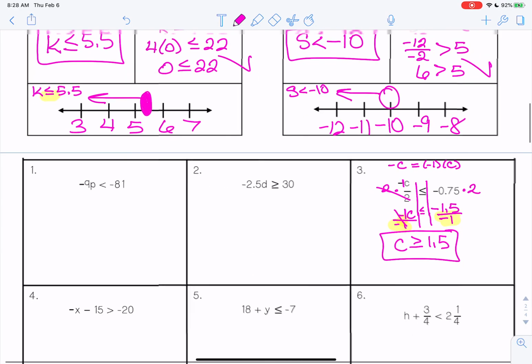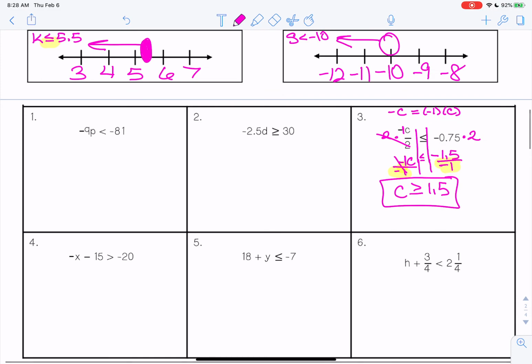So you will notice on number 4, we have a negative x. You just have to remember that that negative x actually means negative 1 times x. And you're going to divide by that negative 1 at the very end, okay? So I want you to do problems 1, 2, 4, 5, and 6 on your own. Pause the video, and when you're ready to check your answers, restart the video and see if you got it correct, okay? Go ahead and pause the video now.